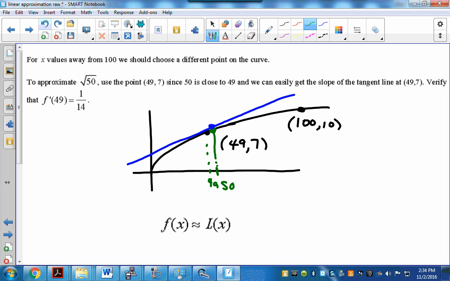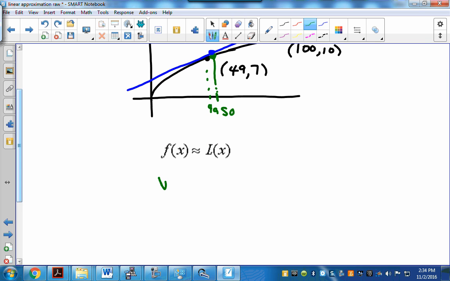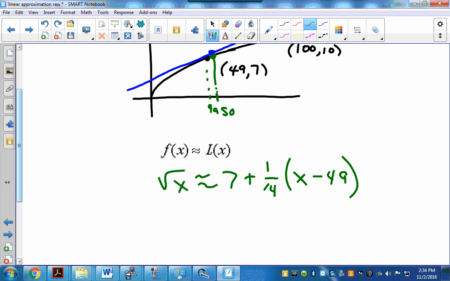Okay. So I've given you the slope. Hopefully you did verify that the slope does work out to be 1/14. Everybody? Okay. So the square root of x is approximately 7 plus 1/14 times (x minus 49). Right. What kind of numbers is this good for? Numbers near 49. If you put 49 in there, it says the square root of 49 is approximately 7 plus 1/14 times 0. Not an approximation if x is 49, but if x is 50, this is good.